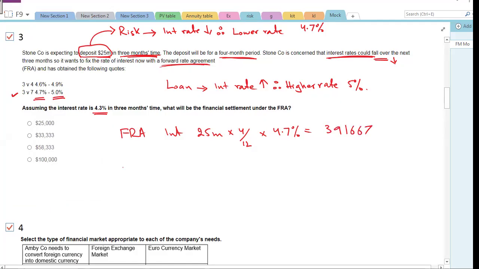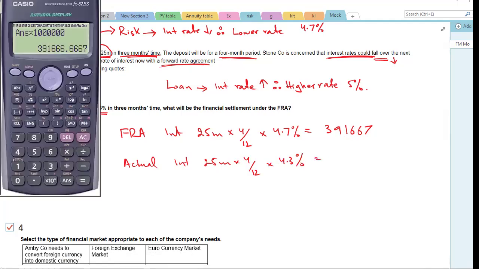391,667. And then the actual interest: 25 million into 4 by 12 into 4.3%. So basically, you ended up paying less, but because you have fixed it, whatever is fixed, the additional amount you'll be paying to the bank, okay? So 25 million into 4 by 12 into 4.3%, changing that into millions will make it 358,333.